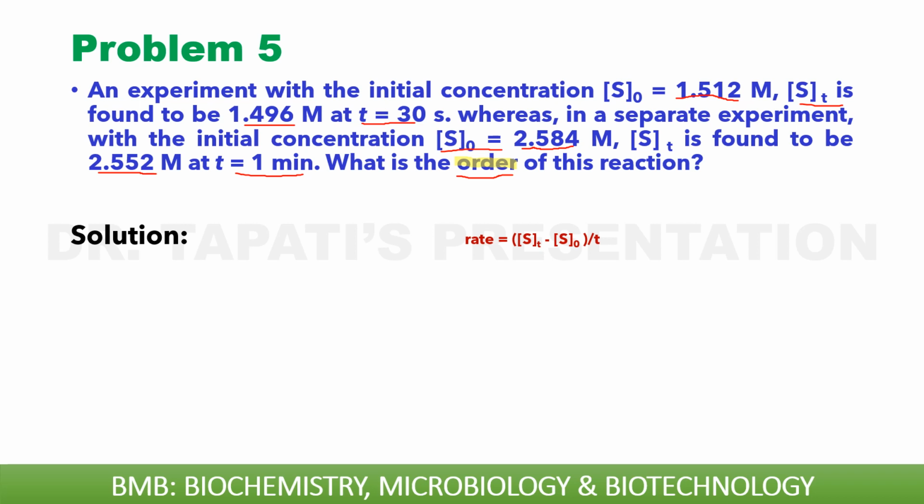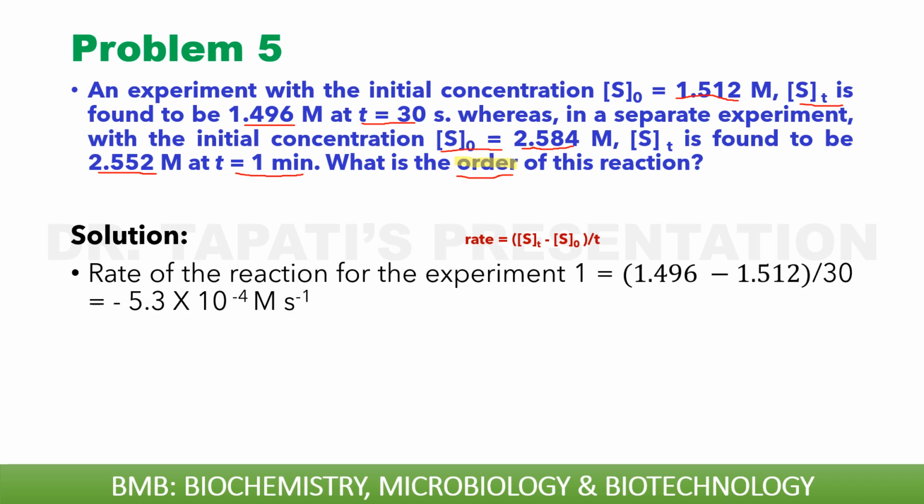The rate of the reaction we can calculate as final concentration of the substrate minus initial concentration of the substrate divided by time. So from experiment 1, the rate of the reaction is equal to 1.496, that was St, minus 1.512, that is S0, divided by 30 seconds, that is the value of t. If you solve this, it will be minus 5.3 into 10 to the power minus 4 M per second.